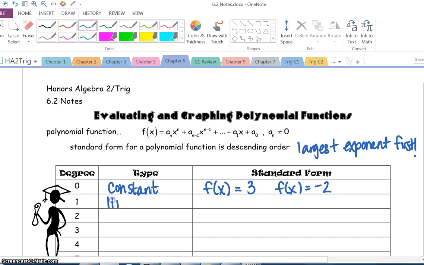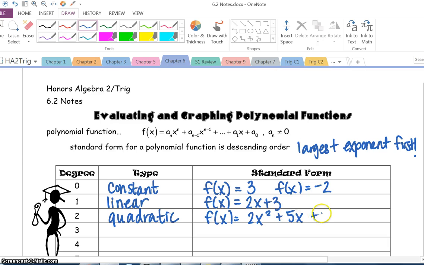Next is linear. This is your line that we have dealt with before. It's where your highest exponent is a 1, and that's something like this. Highest exponent of 2 is quadratic. That's when you have an x squared. So like the things we were dealing with in our last chapter. And I'm just coming up with random numbers here to show a quadratic.